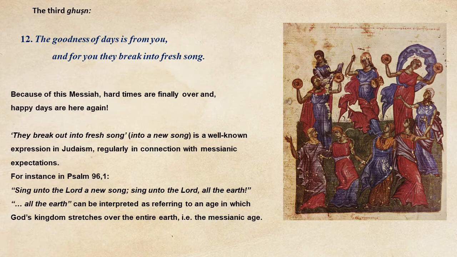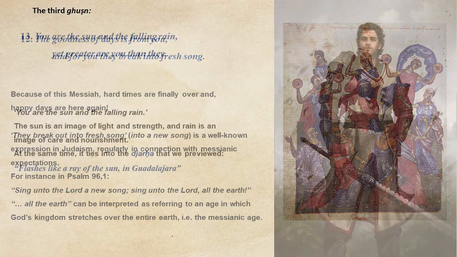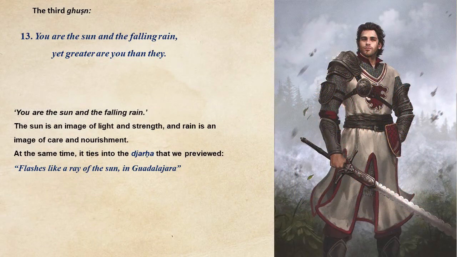For instance, in Psalm 96, verse 1, here it is: sing unto the Lord a new song, sing unto the Lord all the earth. So all the earth can be interpreted as referring to an age in which God's kingdom stretches over the entire earth, i.e. a messianic age. The third line: you are the sun and the falling rain, yet greater are you than they.